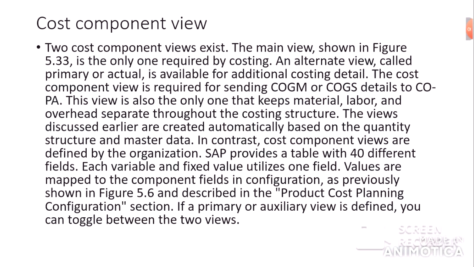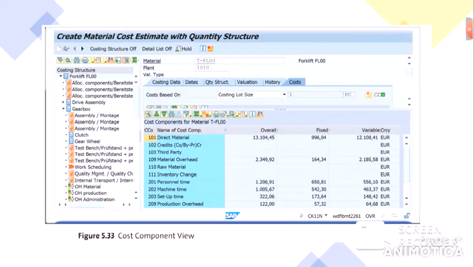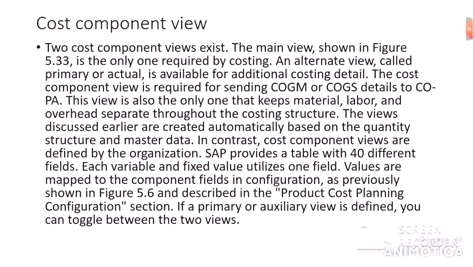Cost component view. Two cost component views exist. The main view shown in figure 5.33 is the only one required by costing. An alternate view called primary or auxiliary is available for additional costing detail. The cost component view is required for sending COGM or COGS details to COPA. This view is also the only one that keeps material, labor, and overhead separate throughout the costing structure.